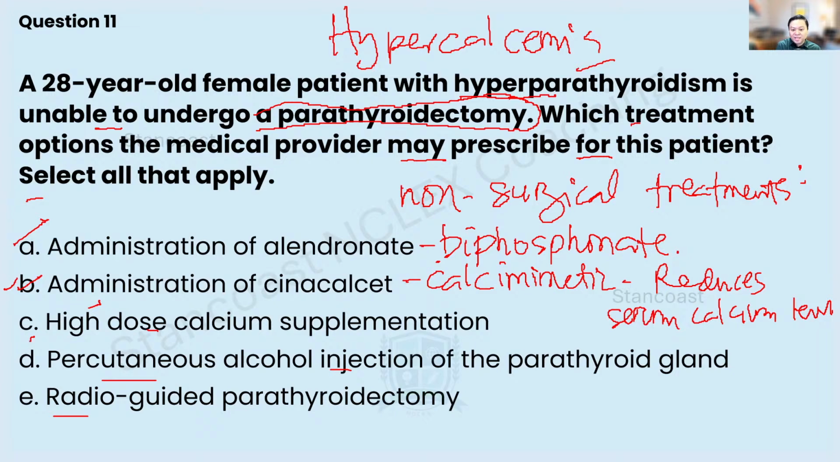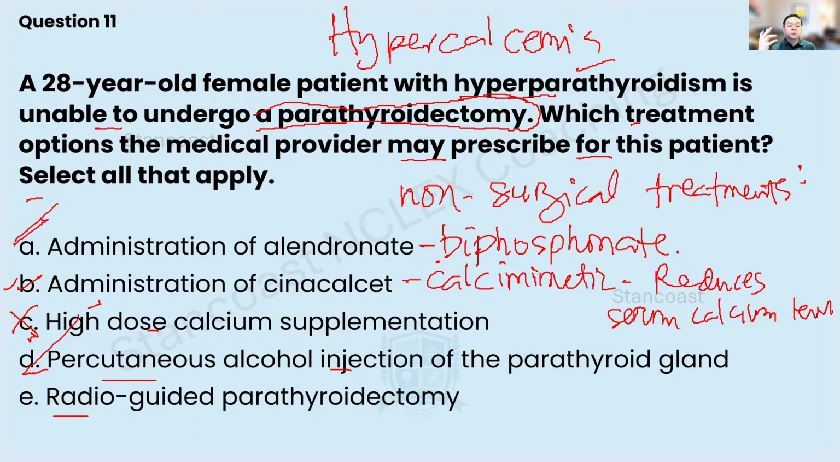We don't want any more calcium supplement for this patient that has hypercalcemia. This will aggravate their hypercalcemia. In short, if you answered letter D, percutaneous alcohol injection of the parathyroid gland, we are talking about injection. It is not a surgical procedure. This is basically one of those treatments that will relieve their hyperparathyroidism. And what is this procedure all about?